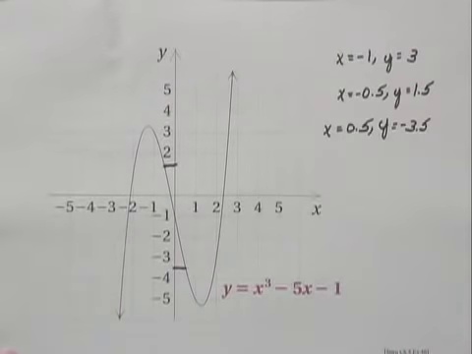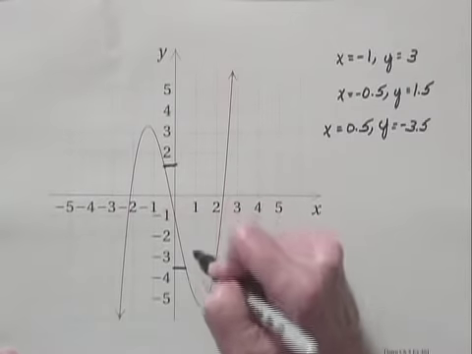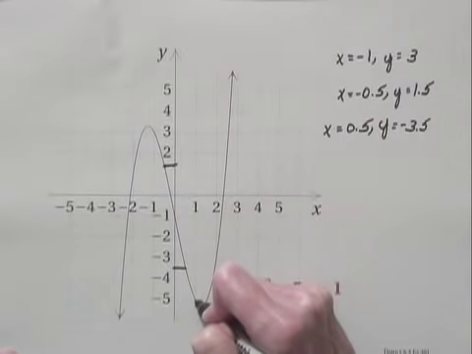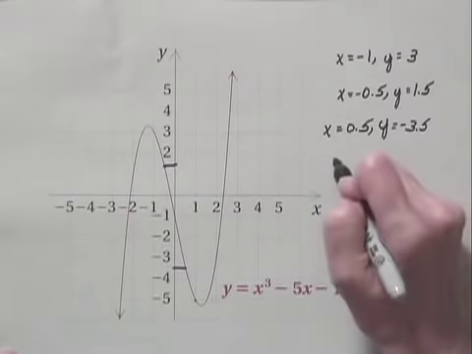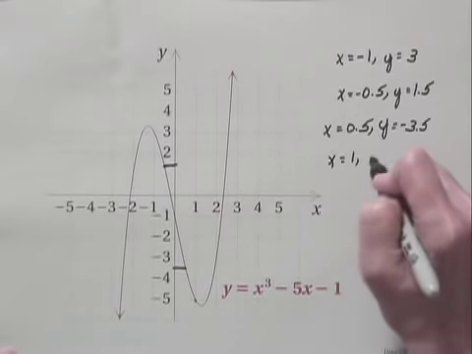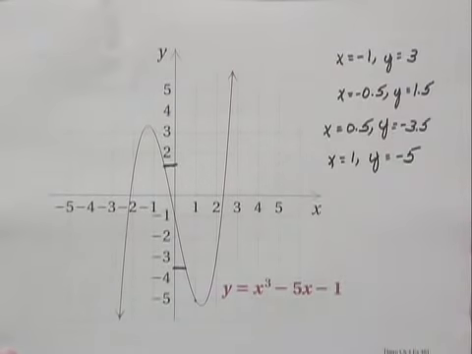3.5. We also want to find the value of y when x is 1. We'll go to 1 on the x-axis and go down to the graph. And we see at that point we're across from negative 5 on the y-axis. So when x is 1, y is equal to negative 5.